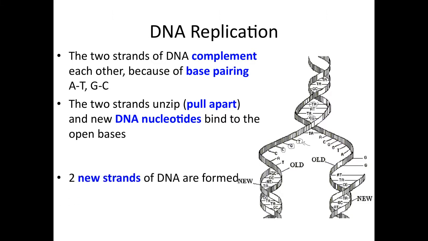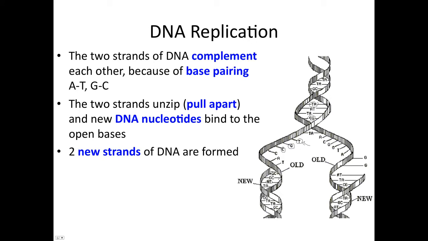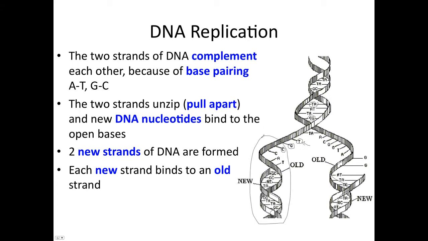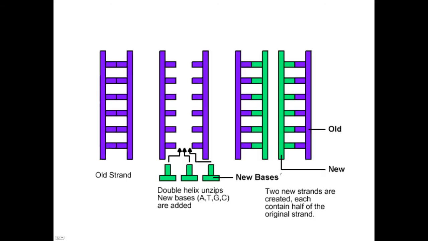So as this process continues, we're going to have two strands of DNA that are formed, one on this side and one on this side, as it unzips. Each new strand that was formed is going to keep its bond to that old strand. So each new DNA molecule is going to consist of one new strand and one old strand of DNA.